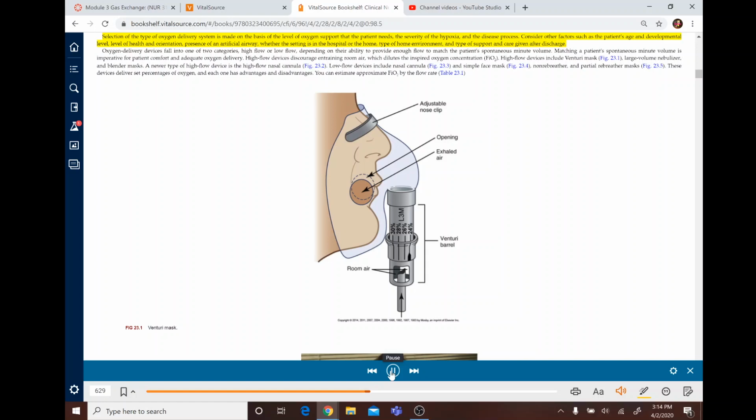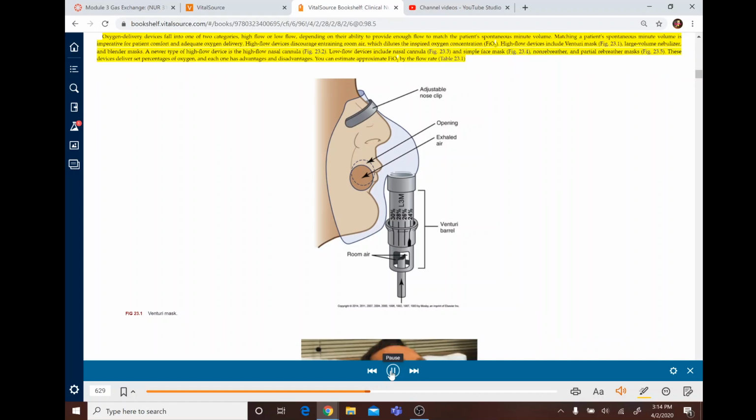Consider other factors such as the patient's age and developmental level, level of health and orientation, presence of an artificial airway, whether the setting is in the hospital or the home, type of home environment, and type of support and care given after discharge. Oxygen delivery devices fall into one of two categories, high flow or low flow, depending on their ability to provide enough flow to match the patient's spontaneous minute volume. Matching a patient's spontaneous minute volume is imperative for patient comfort and adequate oxygen delivery.